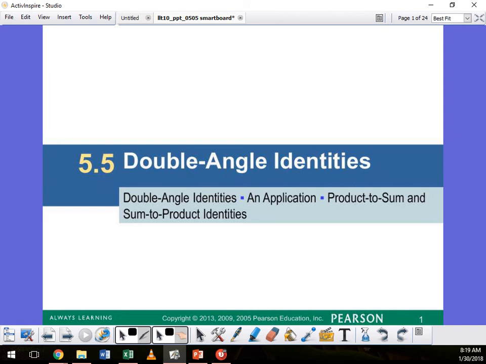Okay. Double angle identities. Double angle identities. So for this right here, we're going to take what we did. And so isn't multiplication the same as just repeated addition? So 5 times 2 is the same as 5 plus 5, right?